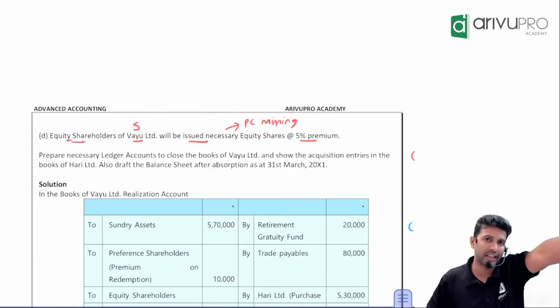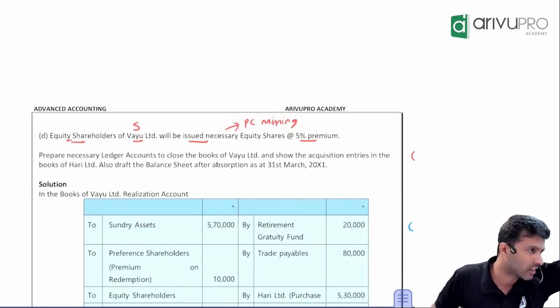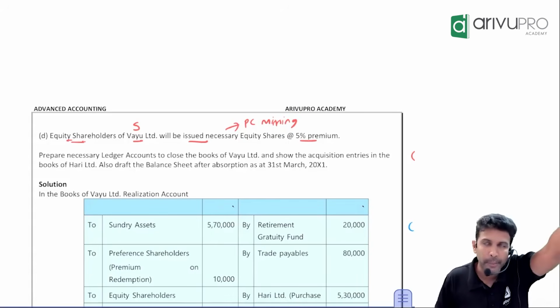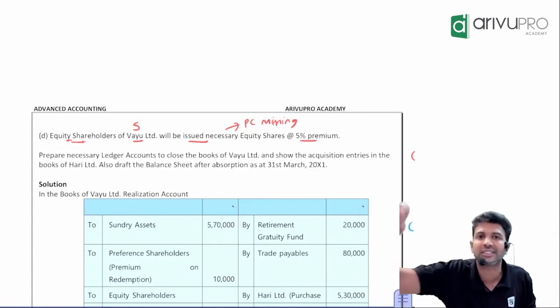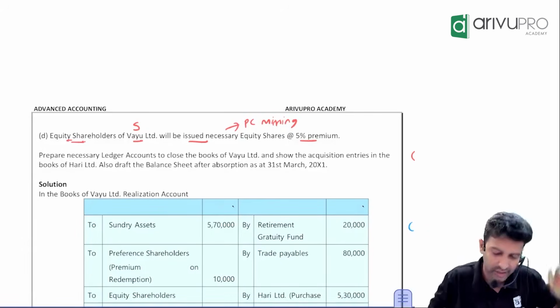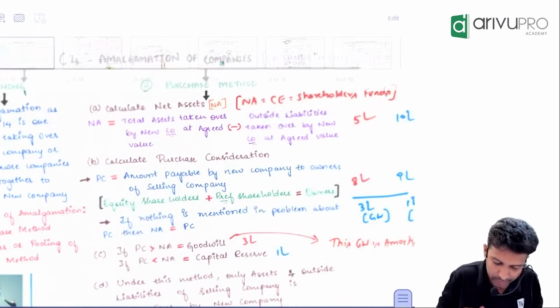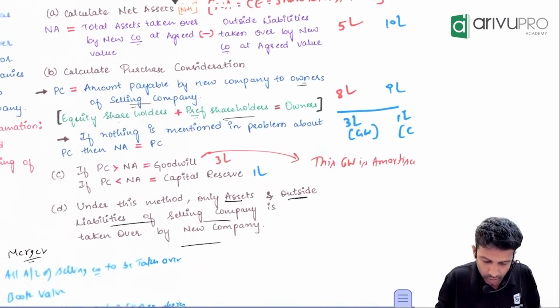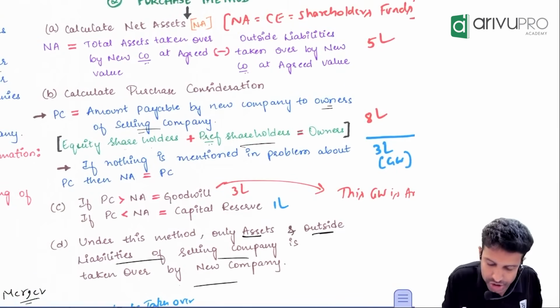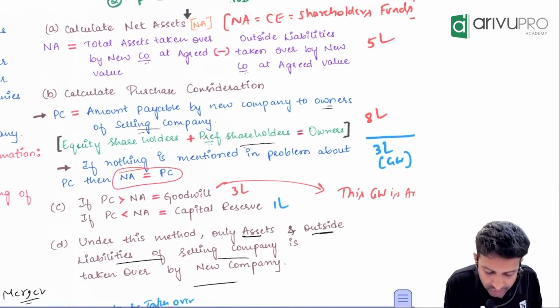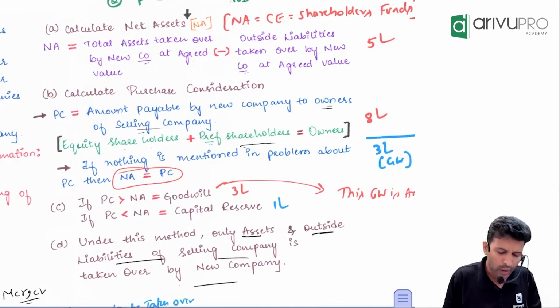And we used to have a saying in this class. I used to say, when PC is missing, anybody remembers? Perfect. When PC is missing, net asset only becomes your PC. And I have written in the chart book, maybe I missed it when I was explaining. Here, check. If nothing is mentioned in the question about PC, then net asset itself will become PC. Why? It's very simple.